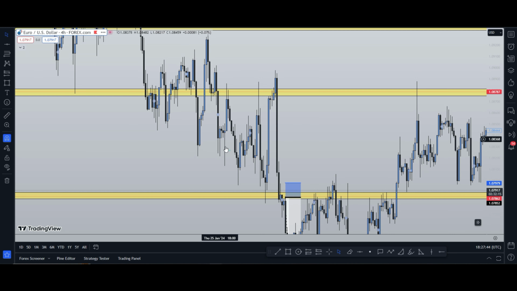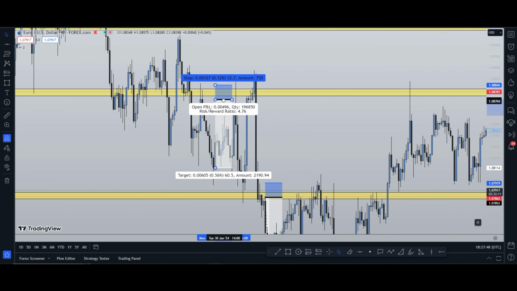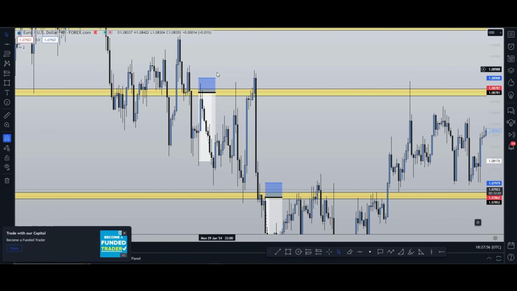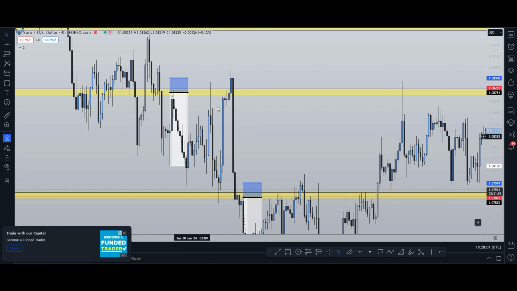Okay, another example. Let's see how many we can grab and how many we can grab that would not work. So again, here price breaks through, comes back up to retest, right? And we get another 1 to 3, this could even be a 1 to 5. Price comes back up. This is just a clean rejection.